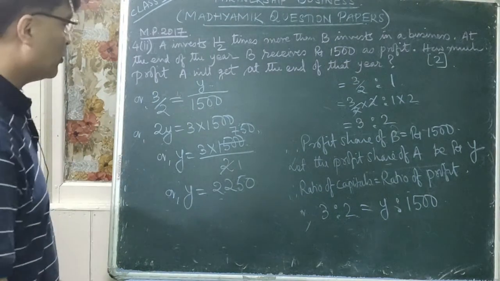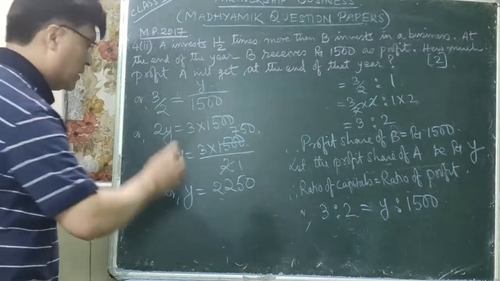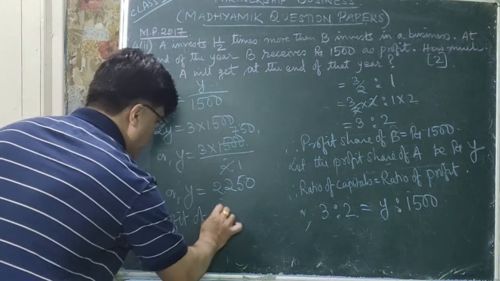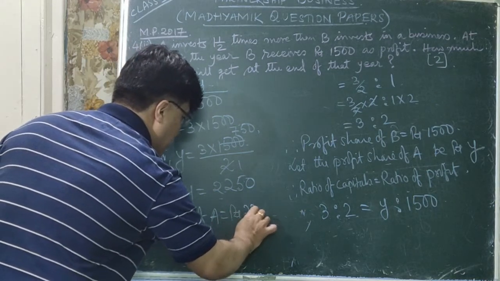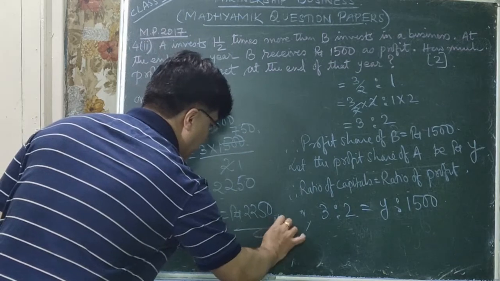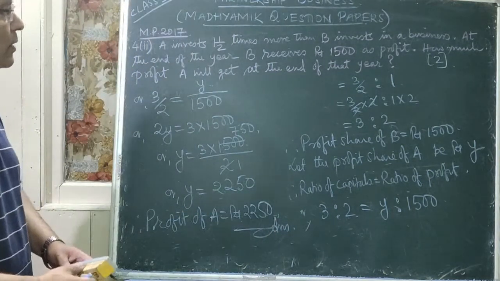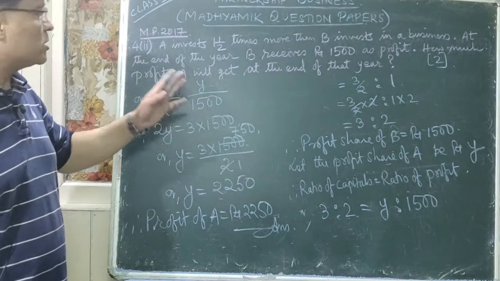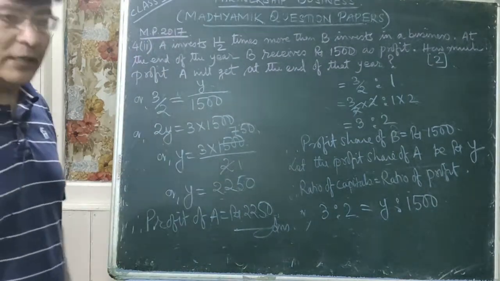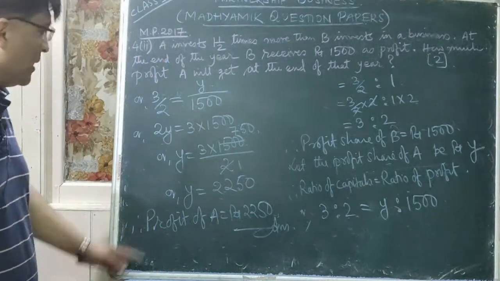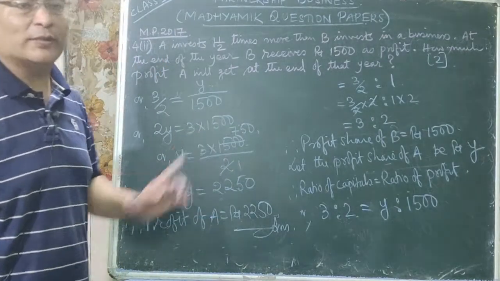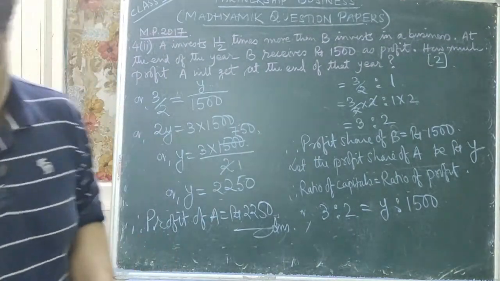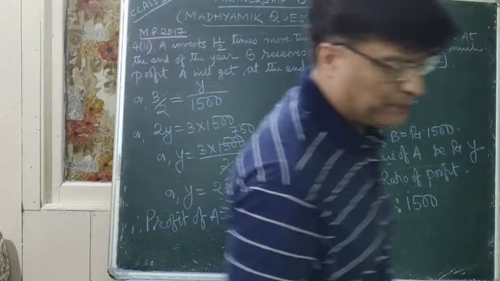Profit share of A is rupees 2250. So therefore, profit of A is equal to rupees 2250. So this is the answer. So how much profit will A get at the end of the year? That is, A will get a profit of rupees 2250 at the end of the year. So this is the final answer. So you can copy it. We'll do the next question.